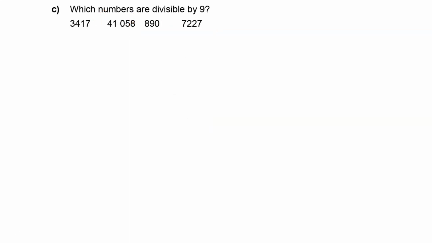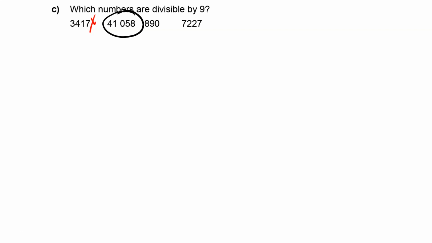Which numbers are divisible by 9? We're back to only requiring one test for divisibility by 9. All we need to do to check for divisibility by 9 is look at the sum of each of the digits and see whether that sum is divisible by 9. So 3 plus 4 plus 1 plus 7 is equal to 15. And if we ask then, can 15 be divided evenly by 9? The answer is no, it can't. So we can therefore say that 3,417 is not divisible by 9.